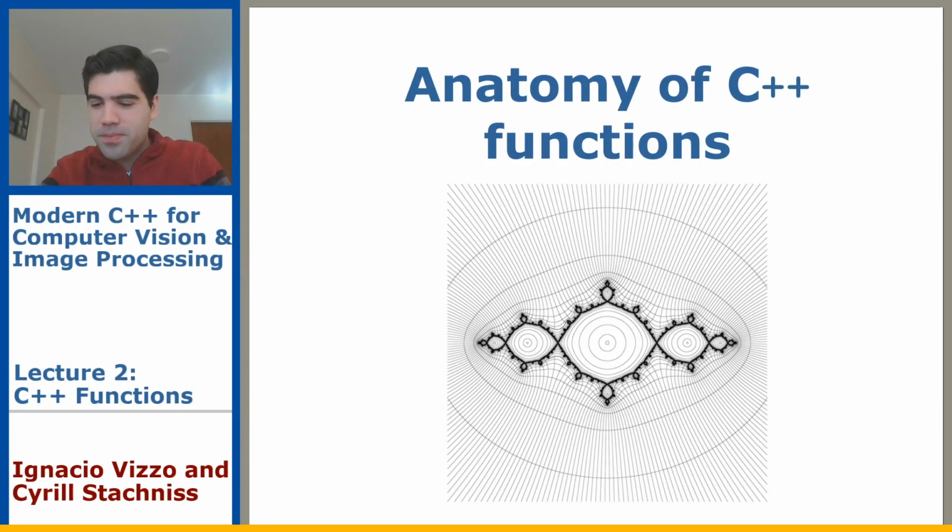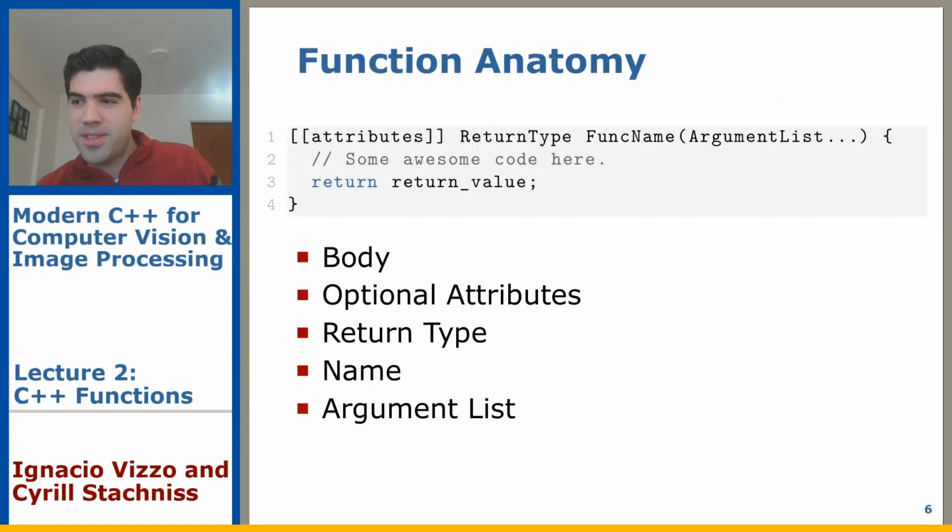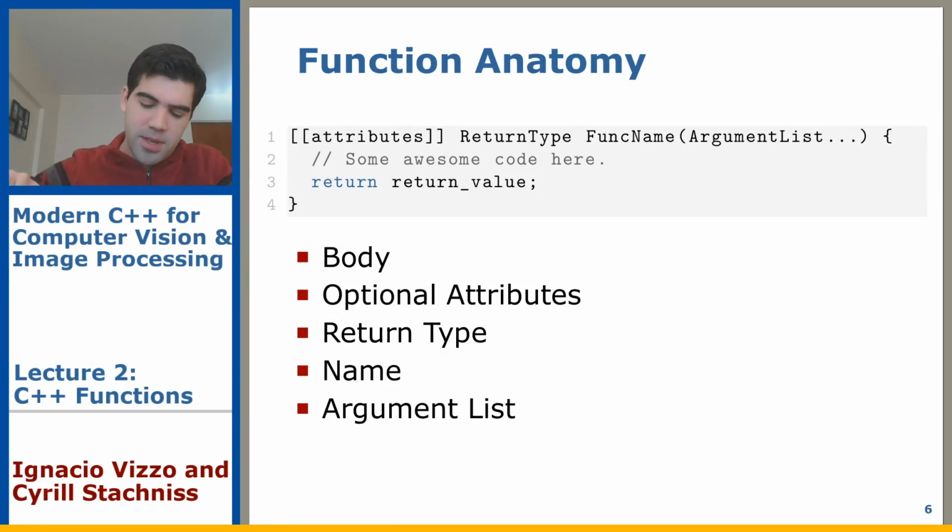Okay, so let's be a doctor and see what the C++ function anatomy is. So basically, this is the pattern of how to declare a function. You will have some optional attributes that we will not see in this lecture and probably not in the course. These attributes could be nodiscard, noexcept. So there are some optional attributes that you will see in really professional code bases. We don't need this for this course, so don't worry.